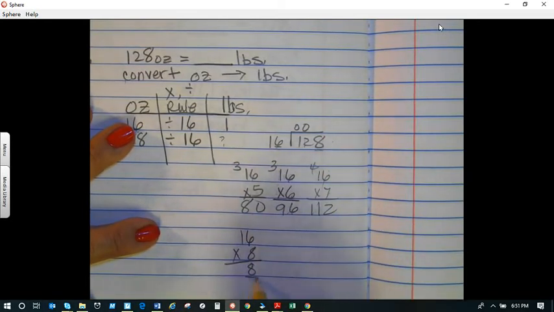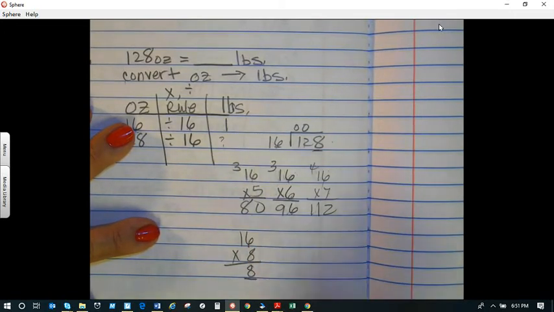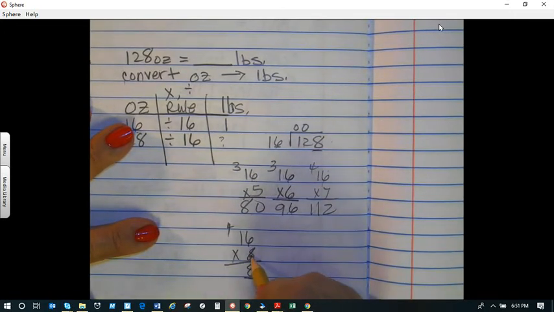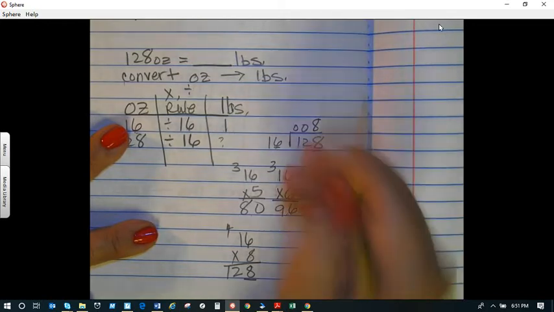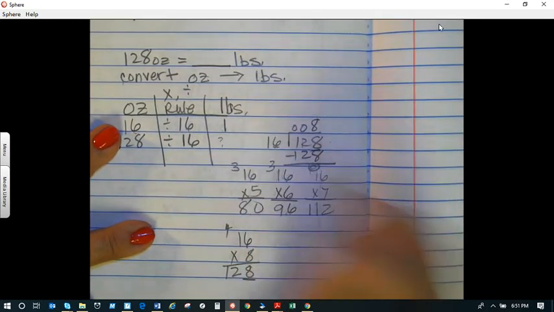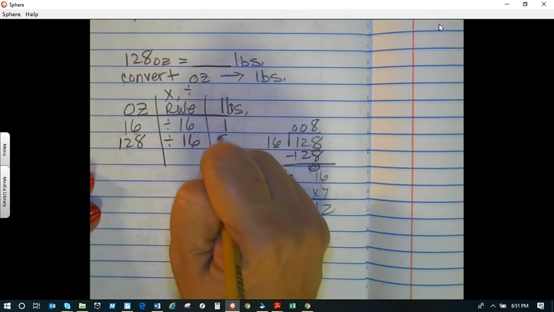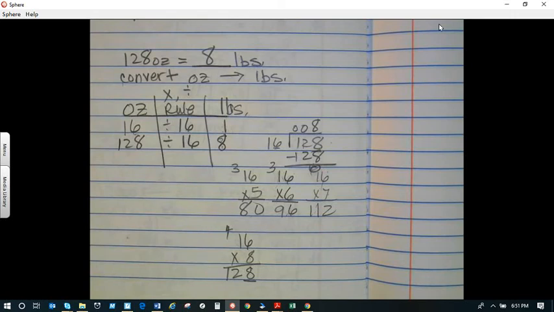So here my ones place, that's where they have my 8. So I'm carrying my 4. 6 times 1 is 6, plus 4 is 10. Wait, 16 times 8 equals 128. I subtract that out, and it's 0. So 8 pounds is going to be my answer. So 128 ounces is equal to 8 pounds. And I'm going to write my 8 pounds right over here.